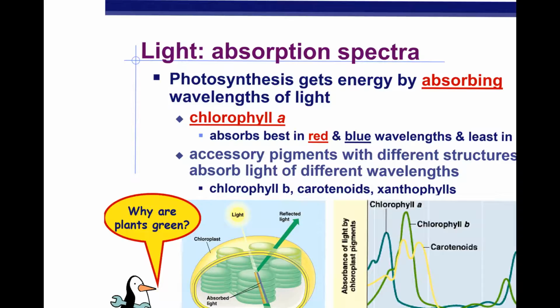Chlorophyll A absorbs best in a red to blue-green wavelength, and it absorbs the least in the green section of the spectrum, which is why most of our plants look green. It's because that's where chlorophyll A, which is our predominant pigment, is pretty much reflecting that particular wavelength.